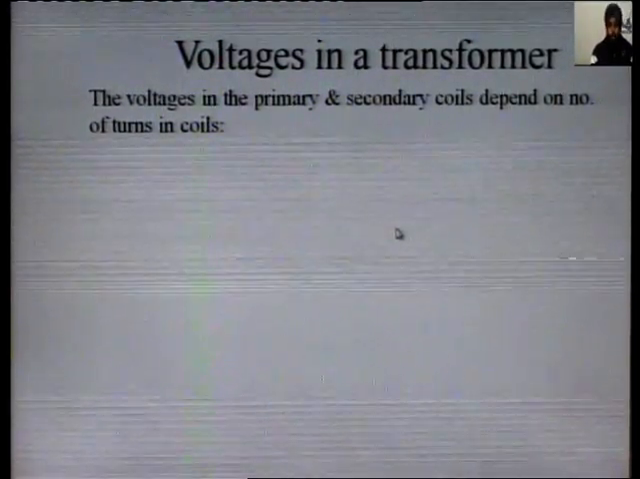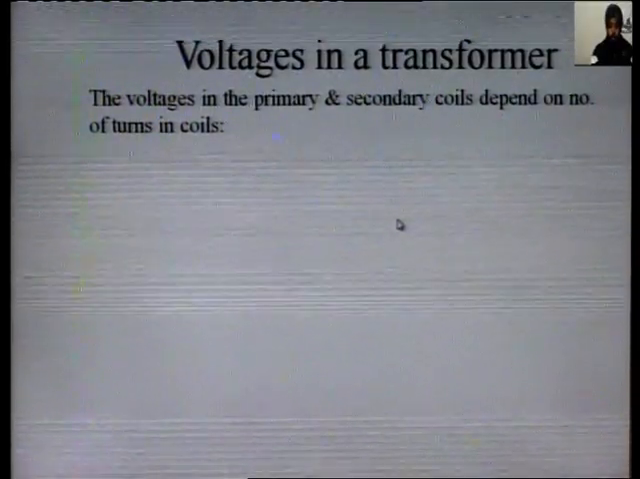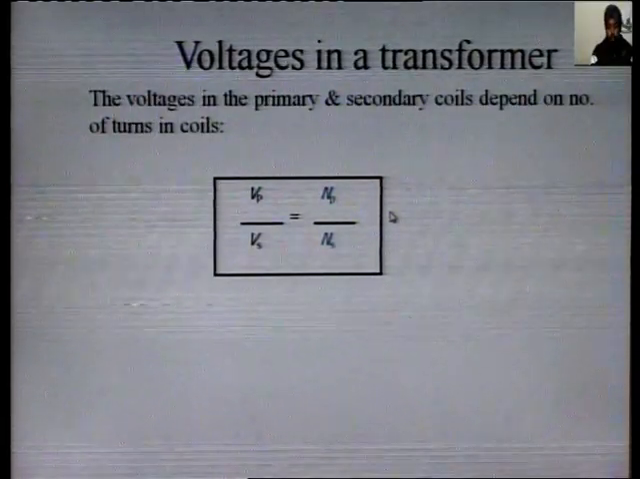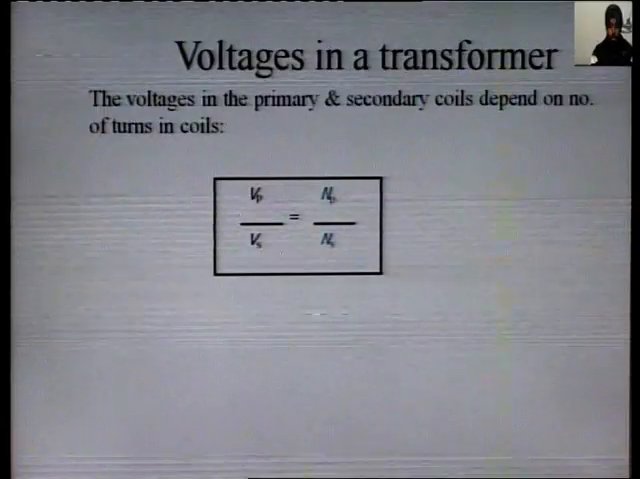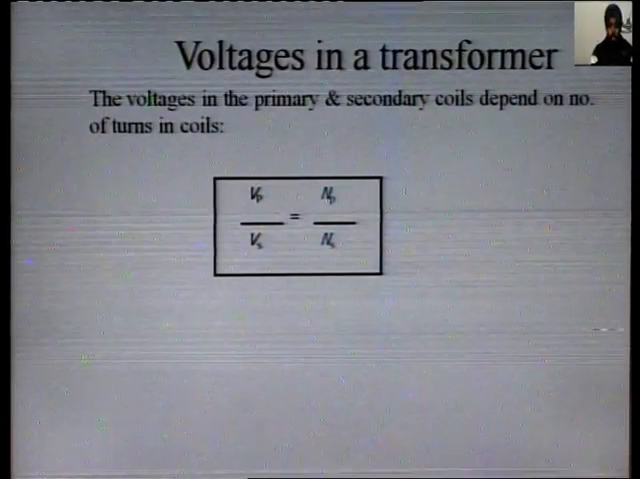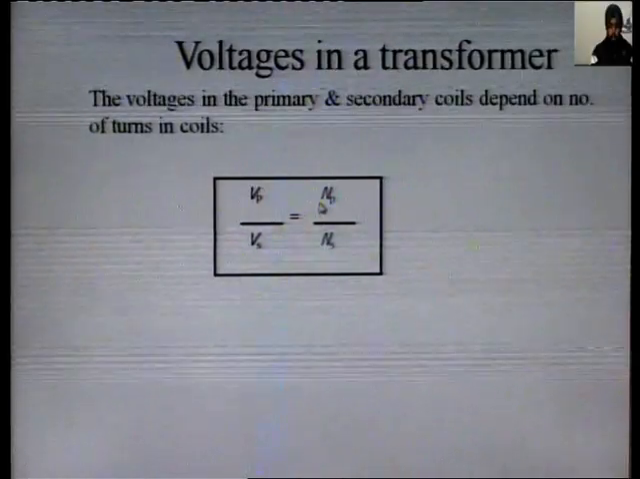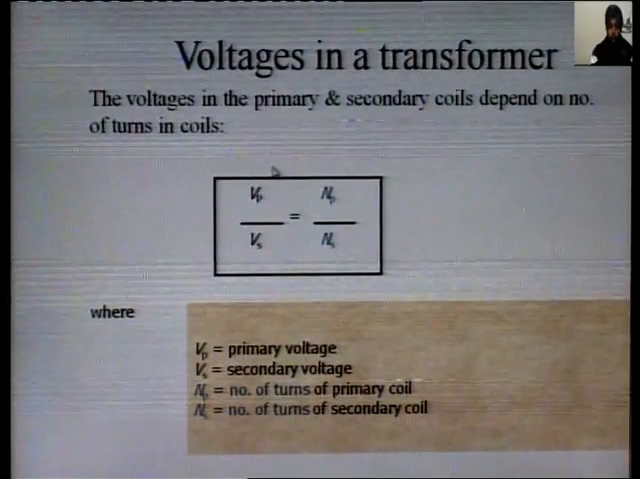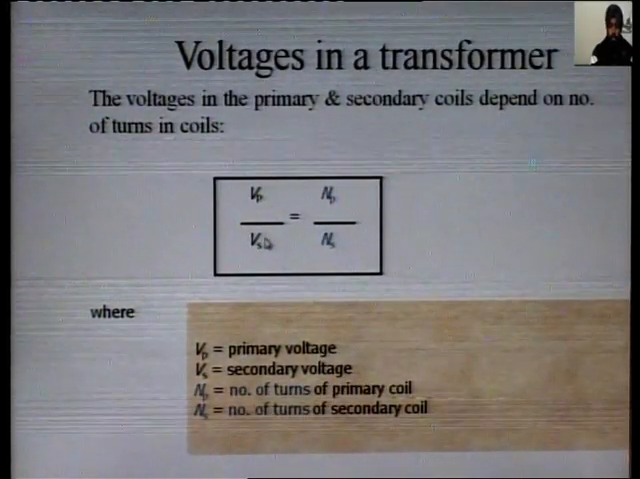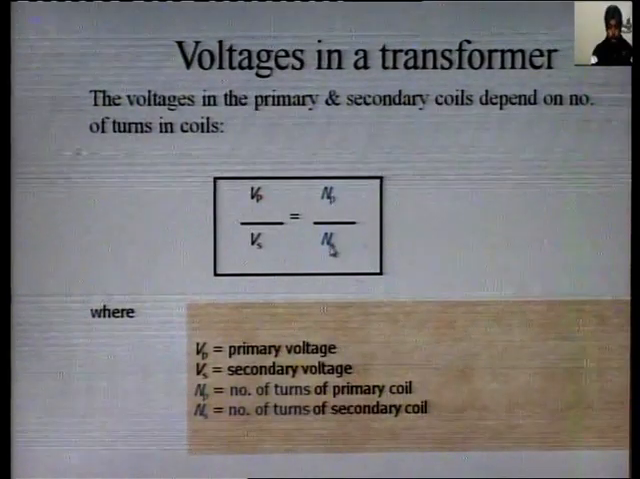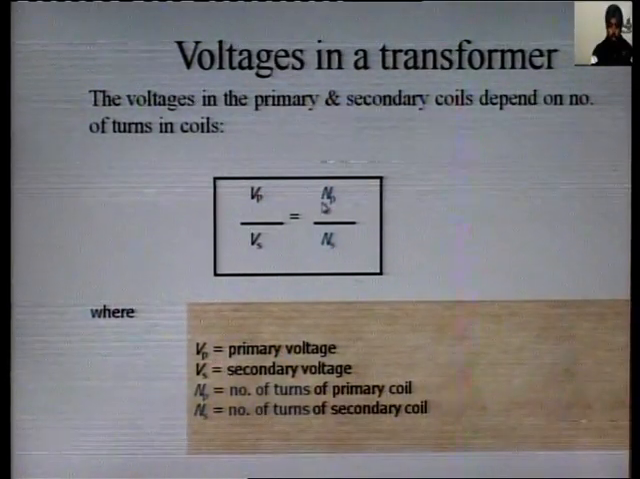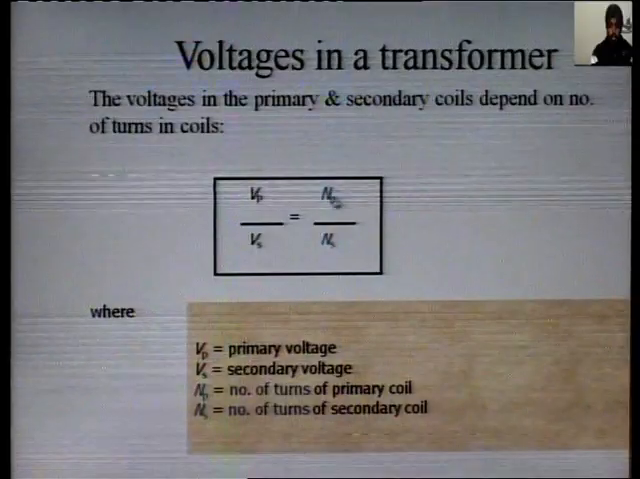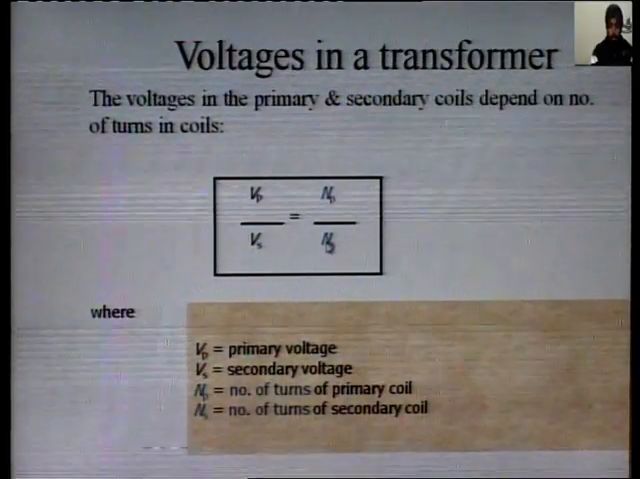Voltage in a transformer. The voltage in the primary and secondary coil depends upon the number of turns in the coils. So whether we step up or step down the voltage, it depends upon the number of turns in the primary and the secondary. So the ratio of voltage on the primary to the secondary side equals the ratio of the number of turns on the primary and secondary. So if you increase the number of turns on the primary side, then it will step down the voltage. If you increase the number of turns on the secondary side, it will step up the voltage.